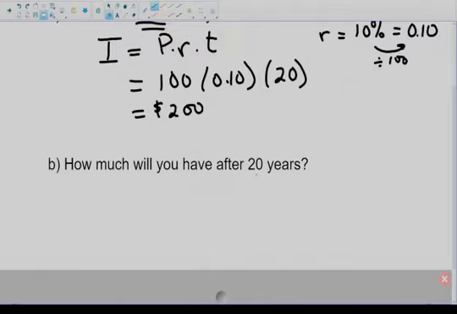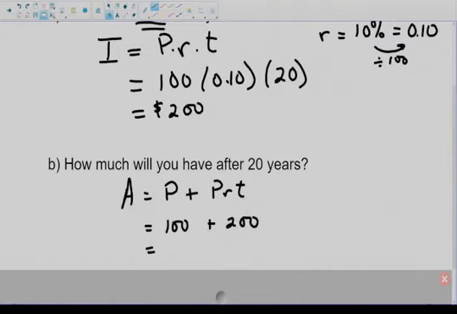So how much will you have in total after 20 years? Well, this is our second equation. A is equal to P plus PRT. Well, our principal was $100. We made $200 in interest. That means we now have $300 in the bank instead of our original $100. Okay? So after 20 years, you'll have made $200 in interest, and you're going to have $300 in the bank.